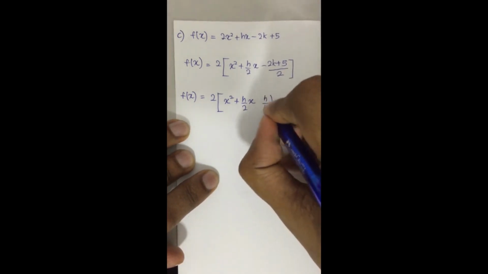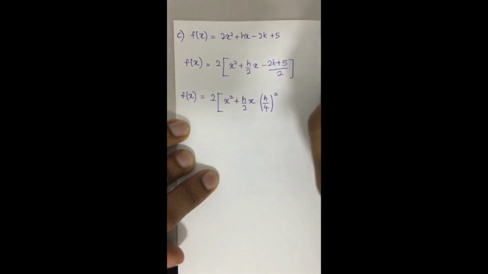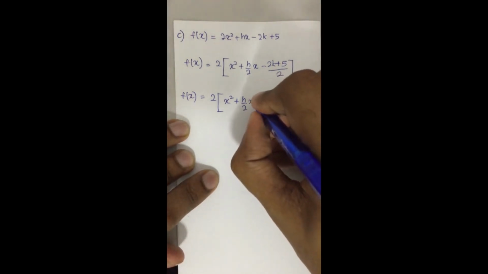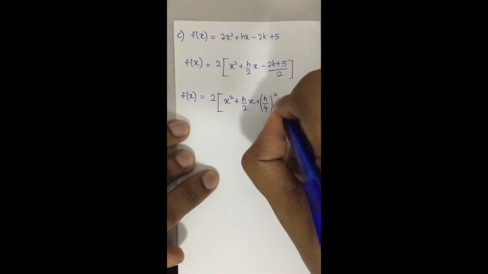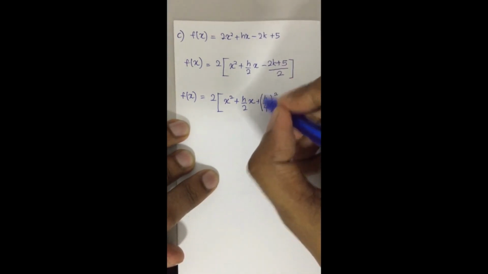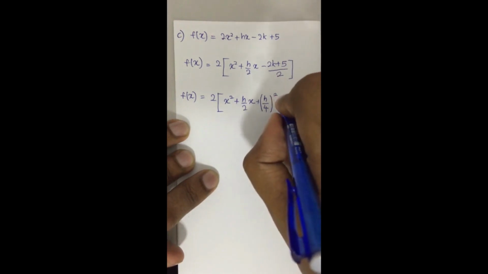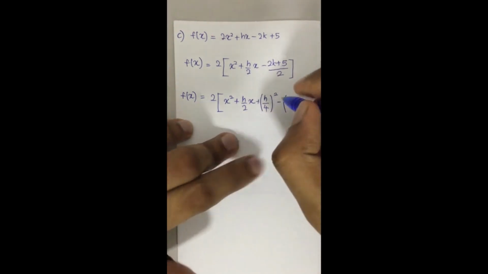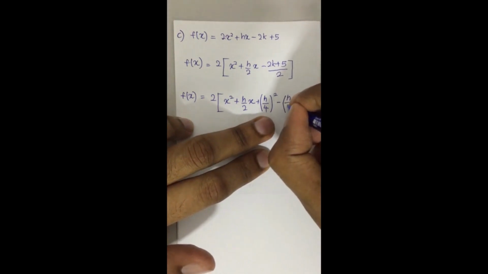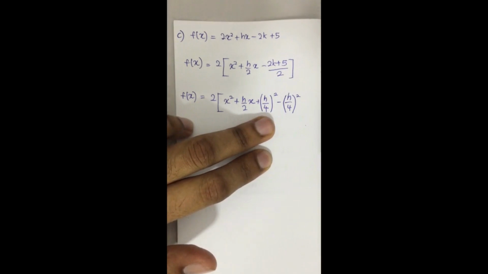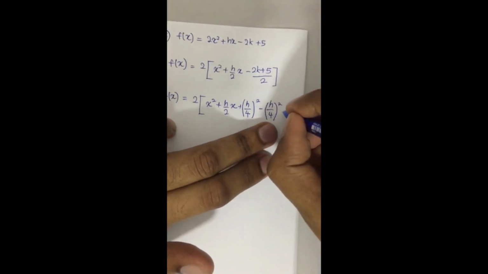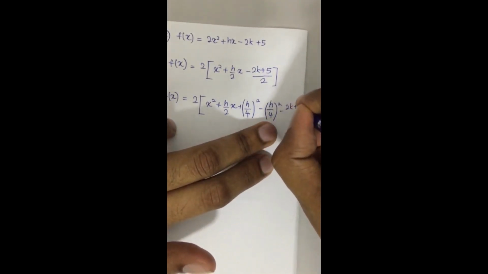Okay, and then we're going to square them. Since this is completing the square, we need to balance them with a plus and a minus. When you have a plus (h over 4) squared in a bracket, it is important to have a minus (h over 4) squared as well to balance the equation. Then you continue with minus 2k plus 5 divided by 2, close square bracket.